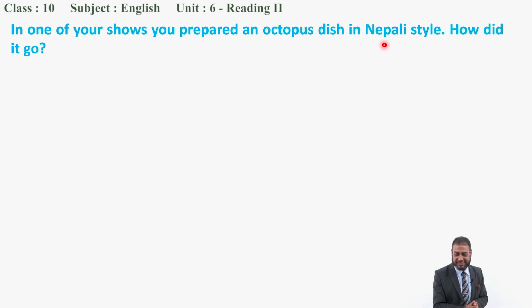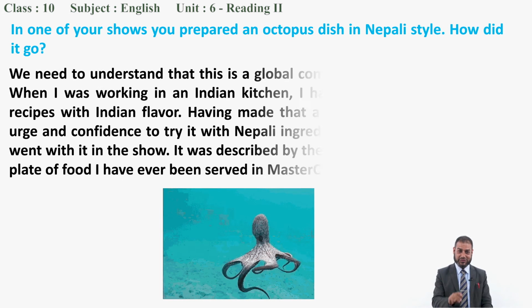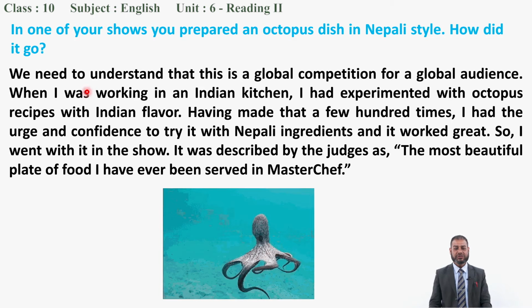So what is his answer? Let's read together. This is the picture of an octopus. Okay, it has tentacles. So do you like to taste its item? All right, it's your choice. Now Santosh Saha says like this: we need to understand that this is a global competition for a global audience. When I was working in an Indian kitchen, I had experimented with octopus recipes with Indian flavor. Having made that a few hundred times, I had the urge and confidence to try it with Nepali ingredients, and it worked great. So I went with it in the show.